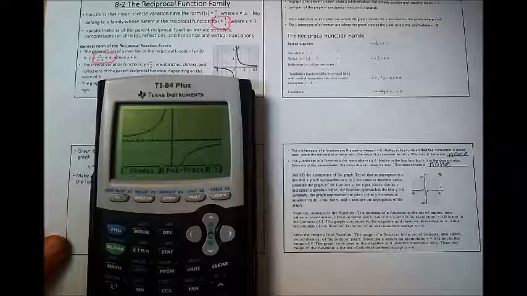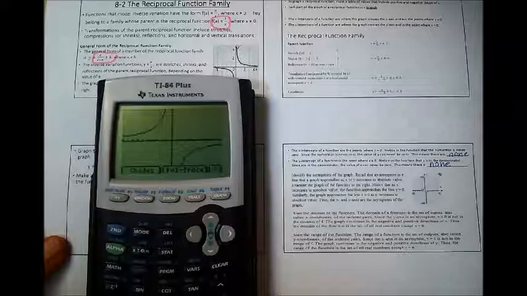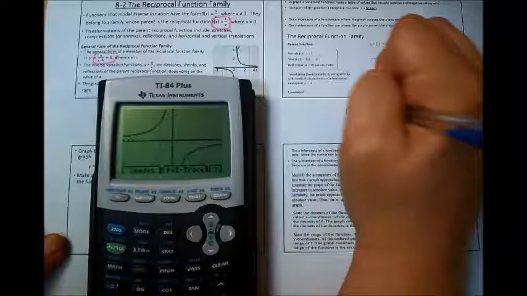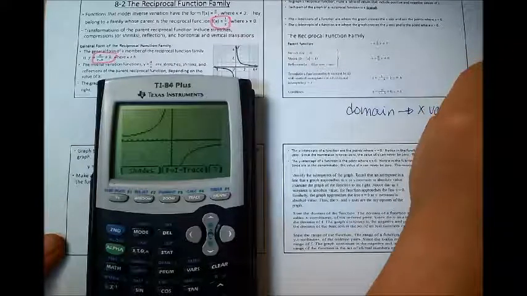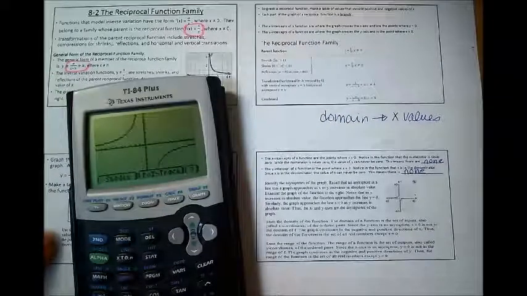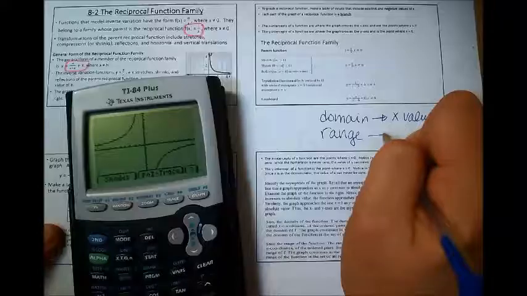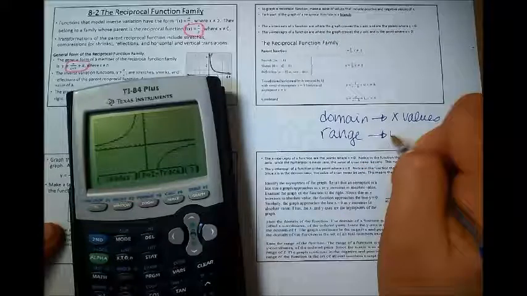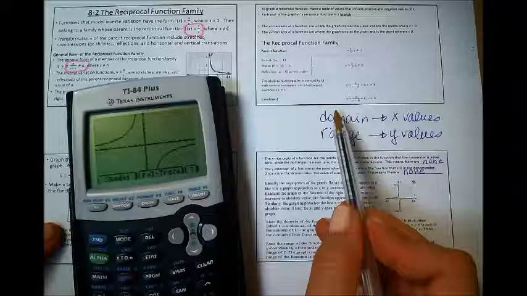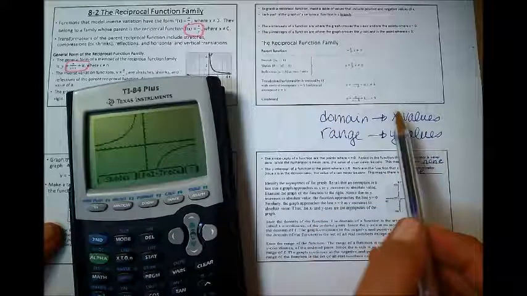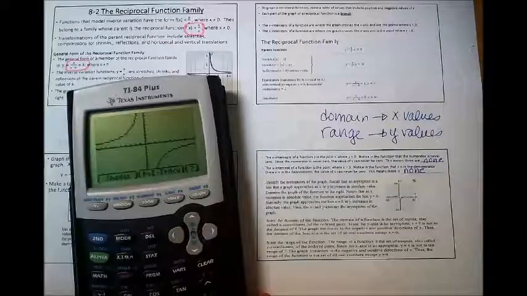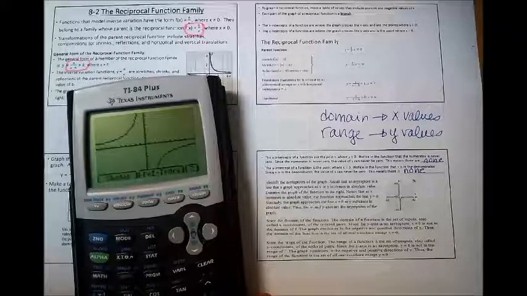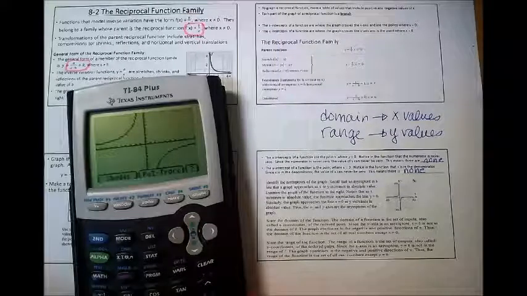So then it says state the domain and range. And I want you to write on your paper the domain would be all the x values. And the range would be all the y values. So yet again, alphabetical order. D comes before R, x comes before y. Domain goes with x, and range goes with the y's. Your domain is going to be any x's you can put in, and your range is going to be any y's you can put in, or you would get out.